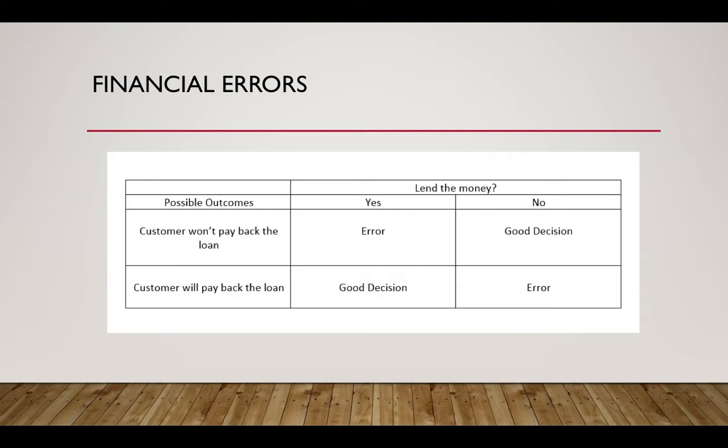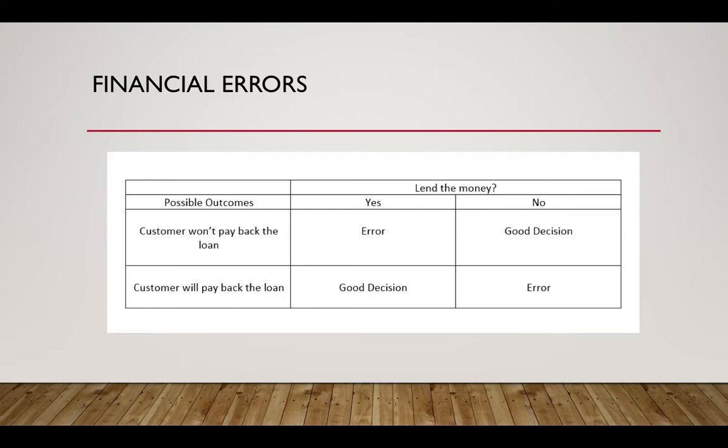Now let's talk about lending money. What happens in financial errors? If we look at the top, in terms of lending money, a customer comes in the bank, and we're the bank director, the financial officer, the lending officer. Are we going to lend them the money? Well, we either are or we aren't. And if you look on the left-hand side, the customer will either pay back the loan or they won't pay back the loan.